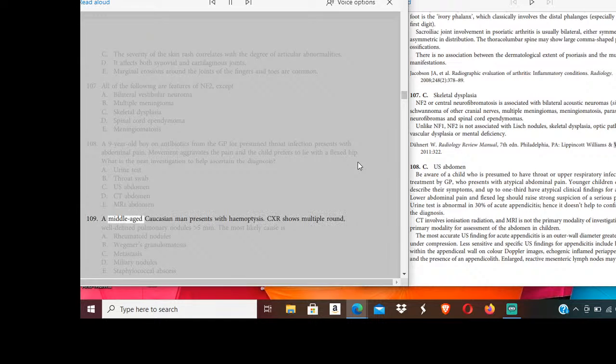109. A middle-aged Caucasian man presents with hemoptysis. CXR shows multiple round, well-defined pulmonary nodules greater than 5 mm. The most likely cause is: A. Rheumatoid nodules. B. Wegener's granulomatosis. C. Metastasis. D. Miliary nodules. E. Staphylococcal abscess.